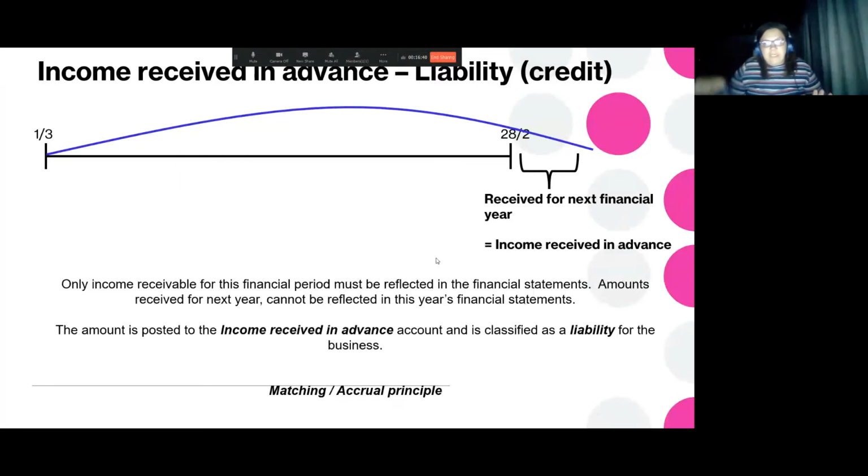If I've received for next year, it's classified as a liability, which will go to income received in advance. And this is according to the matching principle.